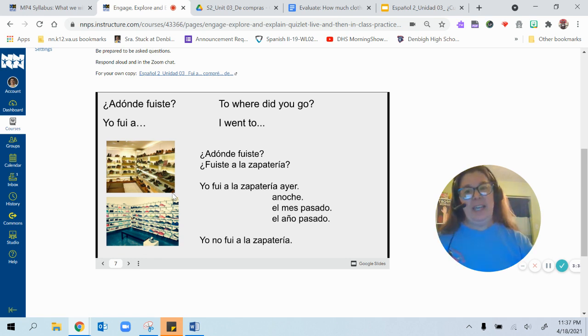¿A dónde fuiste? ¿Fuiste a la zapatería? Fui a la zapatería. Ayer, anoche. If you're tired of these, you can say hace 2 semanas, 2 weeks ago. Hace un año, a year ago. No fui a la zapatería. You don't have to have the yo, I'm just putting it in there for clarity.